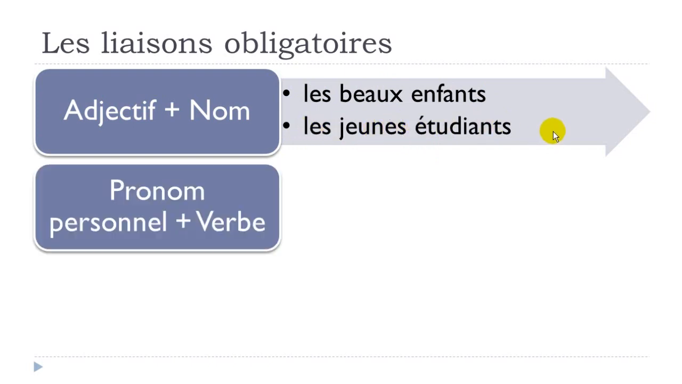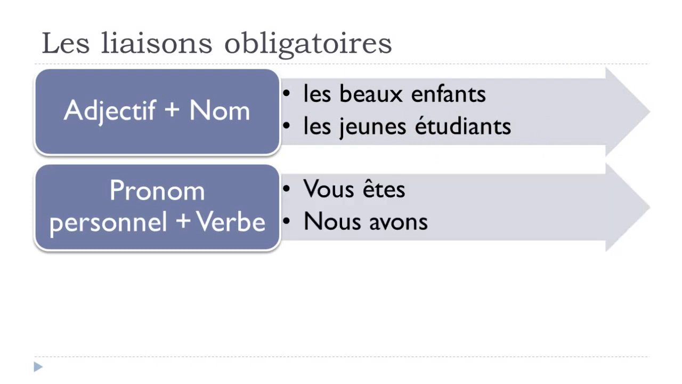All right? And then if you've got this pronom personnel, so I, you, he, she, etc., and then your verb, so in that case, I took vous, okay? And then the verb être, to be. So in that case, you get vous êtes, so you make the liaison between the two. And then avoir, to have, nous avons. All right? So remember, pronom personnel, then the verb, you make the liaison.